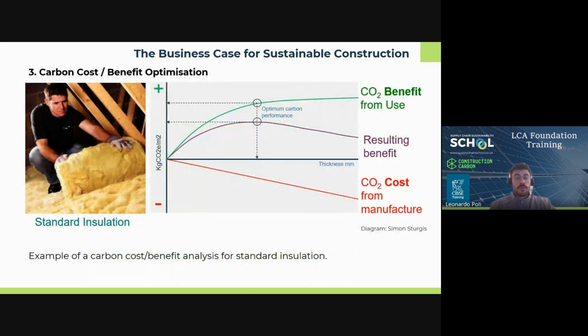Moving on to number 3, which is carbon cost and benefit optimization. Part of a whole life carbon assessment will be to examine the relationship between embodied carbon cost, for example, insulation, and operational carbon benefits, for example, the associated reduced energy use. By assessing these in parallel, it's possible to optimize this relationship between them. This can result in a more efficient building overall, which will produce financial benefits either at the outset or over a building's life cycle.